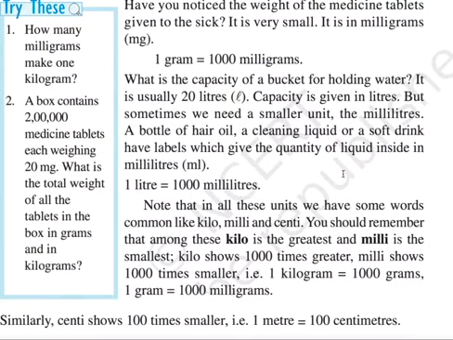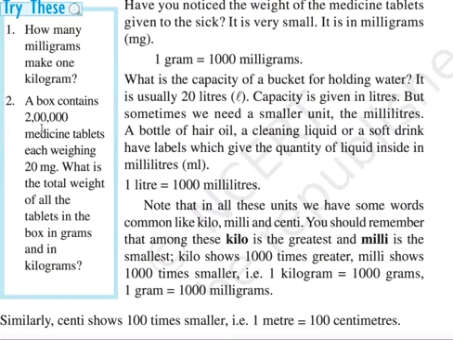Note that in all these units we have some words common like kilo, milli, centi. You should remember that kilo is the greatest, milli is the smallest. Kilo shows 1000 times greater, milli shows 1000 times smaller. So 1 kg is 1000 grams, 1 gram is 1000 milligrams. Similarly centi shows 100 times smaller, 1 meter is 100 centimeter. How many milligrams make 1 kilogram? 10 lakh milligram, 1000 into 1000.